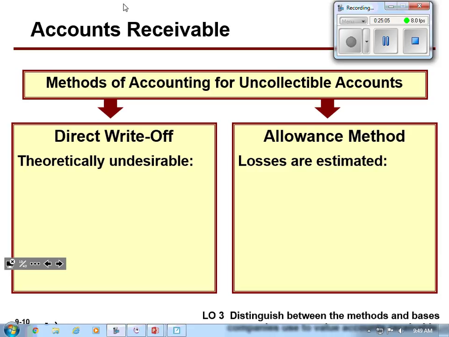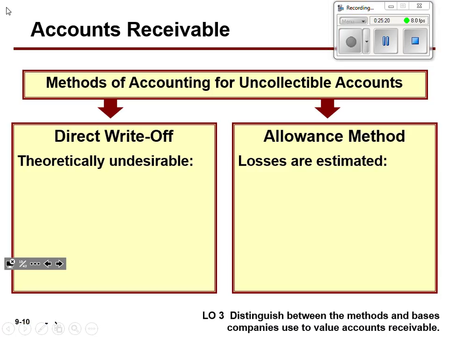Do you think it ever happens that people just walk away from their bill? All the time. And what do you do then with that amount owed? You can either write it off. You can either write off the AR or you can do what's called the allowance method. GAAP, the generally accepted accounting principles, does not like the write-off method. GAAP is much more favorable of the allowance method.